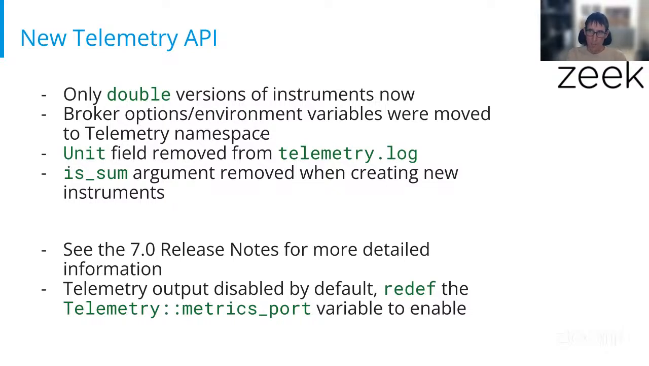By default, telemetry is disabled. We're still collecting all the data, but you can't connect to Prometheus to actually see it unless you redef the metrics port environment variable or script-land variable. You just have to set that to a port. The default Prometheus port, I think, is 9911/TCP. So, and I'll give a demo in a minute, and you can see how I do that.